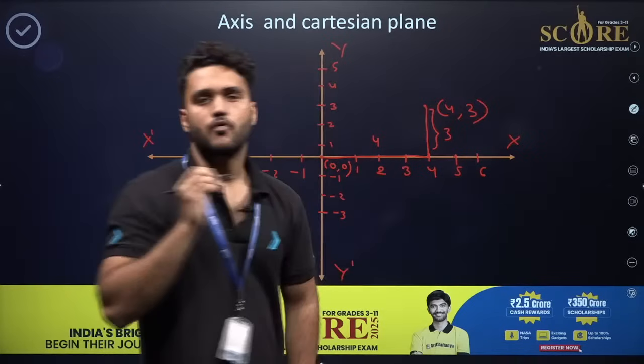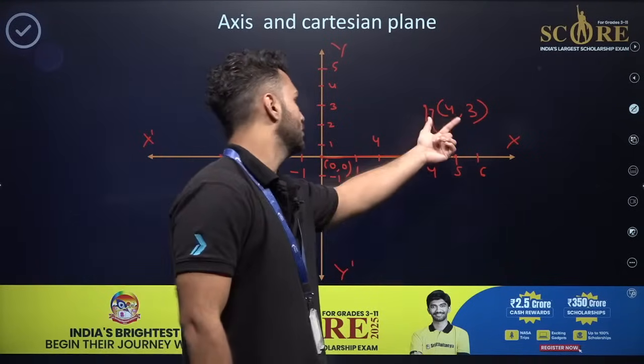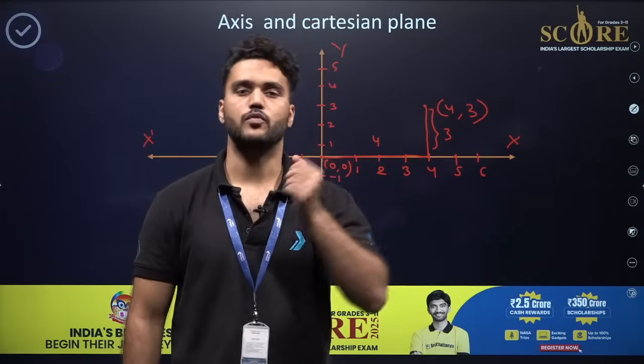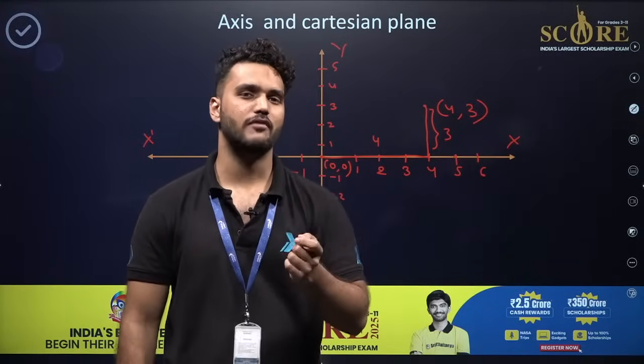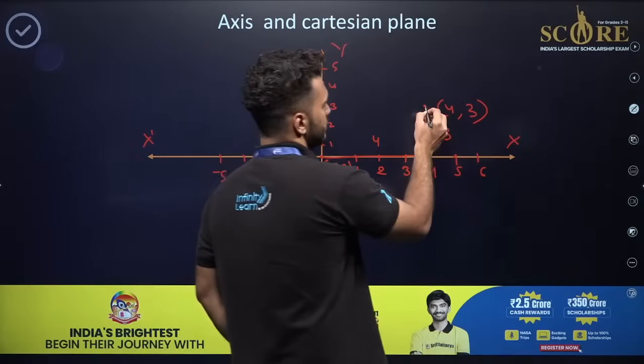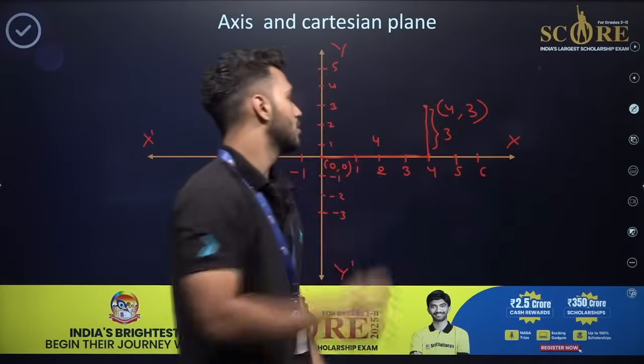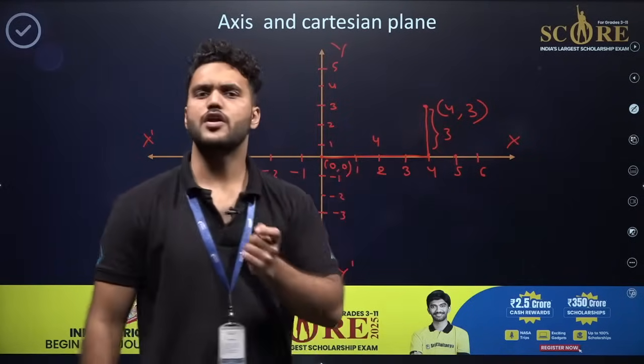And remember, we always denote this point as x comma y. We denote the x value first and then the y value. In such a way we call it the coordinates of this point.